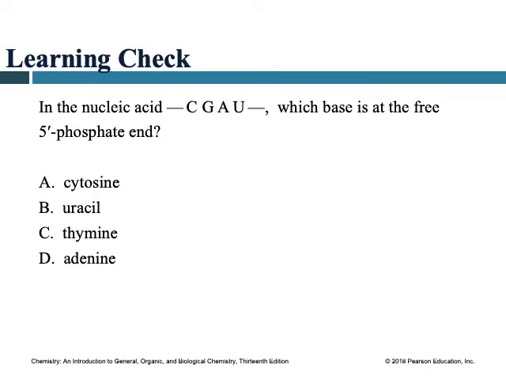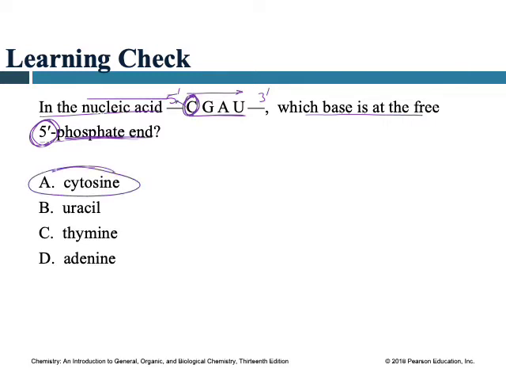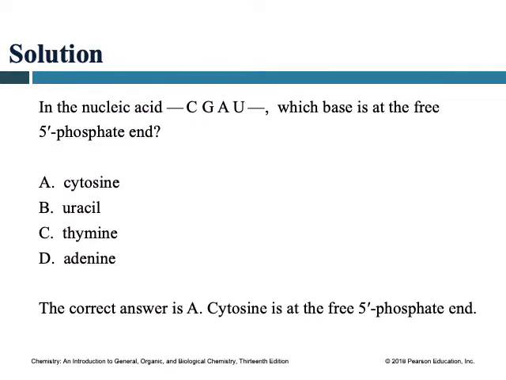So now let's take one more example. In the nucleic acid CGAU, which base is at the free 5' phosphate end? We know whenever we read any base sequence in a nucleic acid, we always read from 5' to 3', always. So it's asking which base is present at the 5' end. This is the base that is present at the 5' end, which is cytosine, right? So the answer is A, cytosine, right? Even though nothing is written, you always assume this is 5' and this is 3', right?